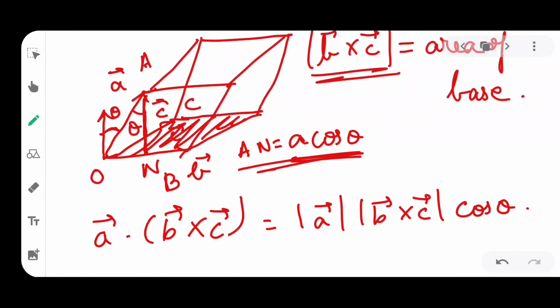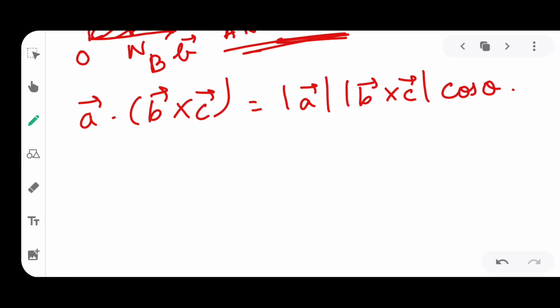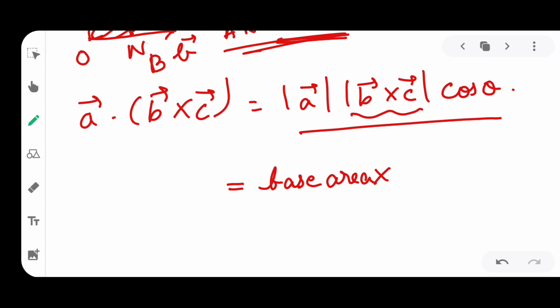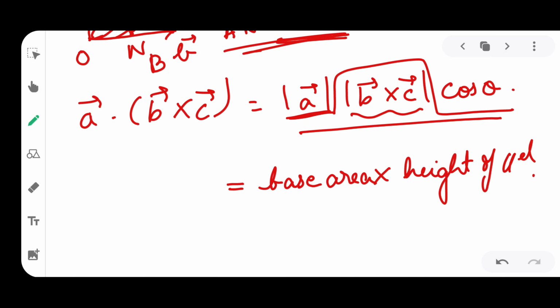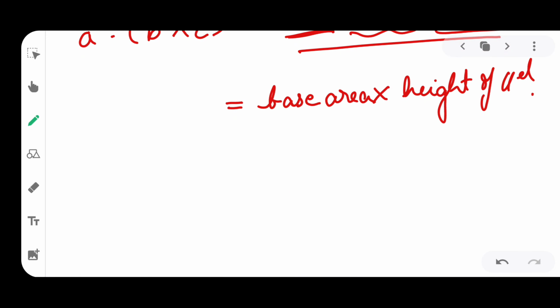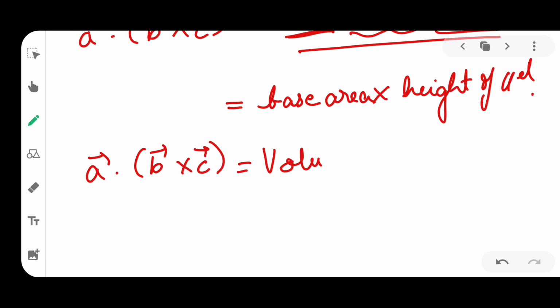Basically we have found the dot product of B vector cross C vector and A vector. For these two, the dot product will be equal to this term, and clearly you can see this is the base area multiplied by A cos theta. What is A cos theta? A cos theta is nothing but the height of the parallelepiped. So we can clearly say that A vector dot B vector cross C vector is equal to the volume of the parallelepiped.